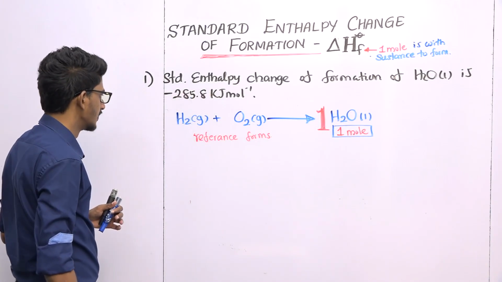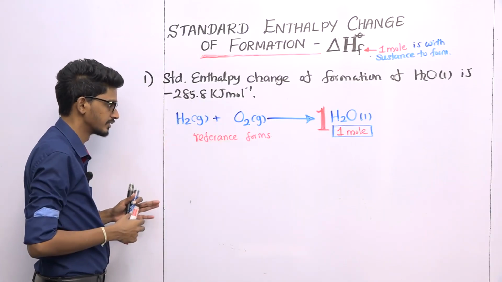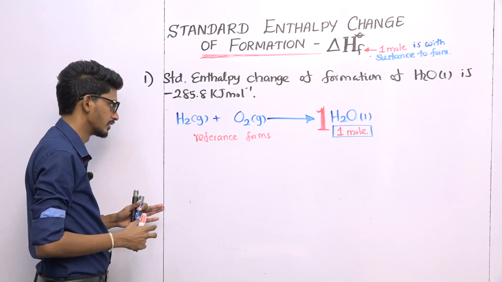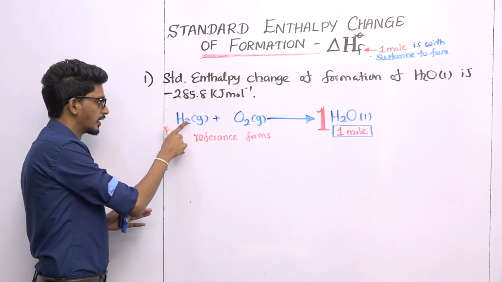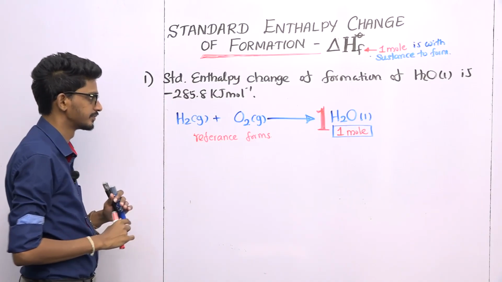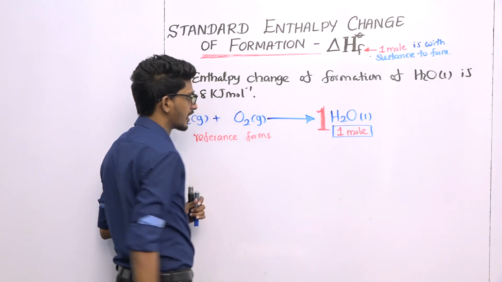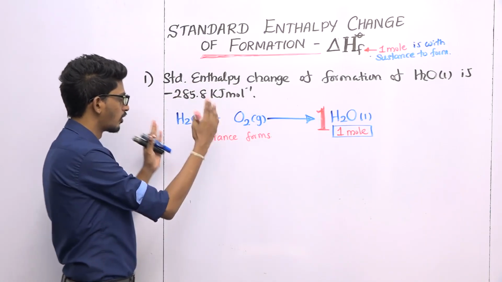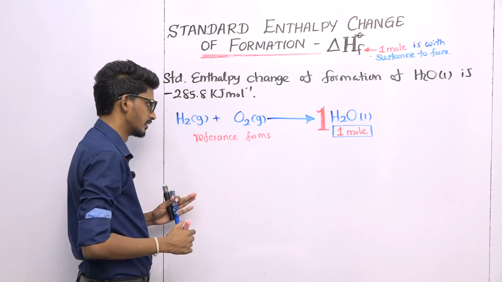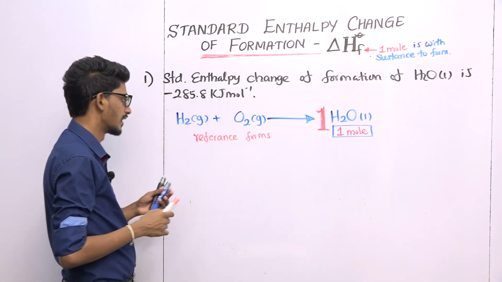That means there should be two hydrogens on the left hand side as well. So two hydrogens are appearing. That is balanced. As there is only one oxygen on the right hand side, there should be only one oxygen on the left hand side as well.